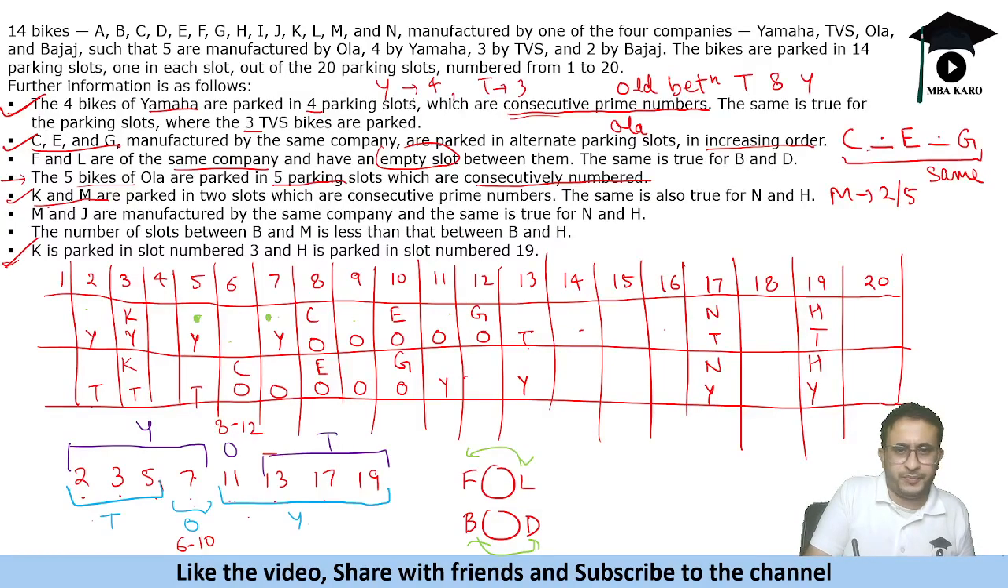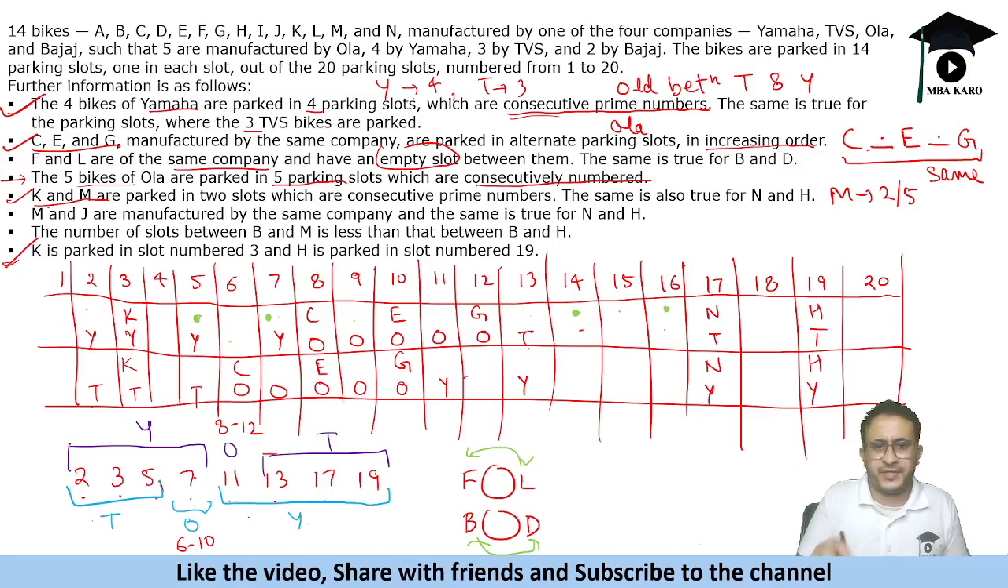Right? These cannot be put. 13 is also cannot be put, of the same company. So another pair can be at 14 and 16. So this green means that one of the pairs FL or BD. We cannot put on 18 and 20.